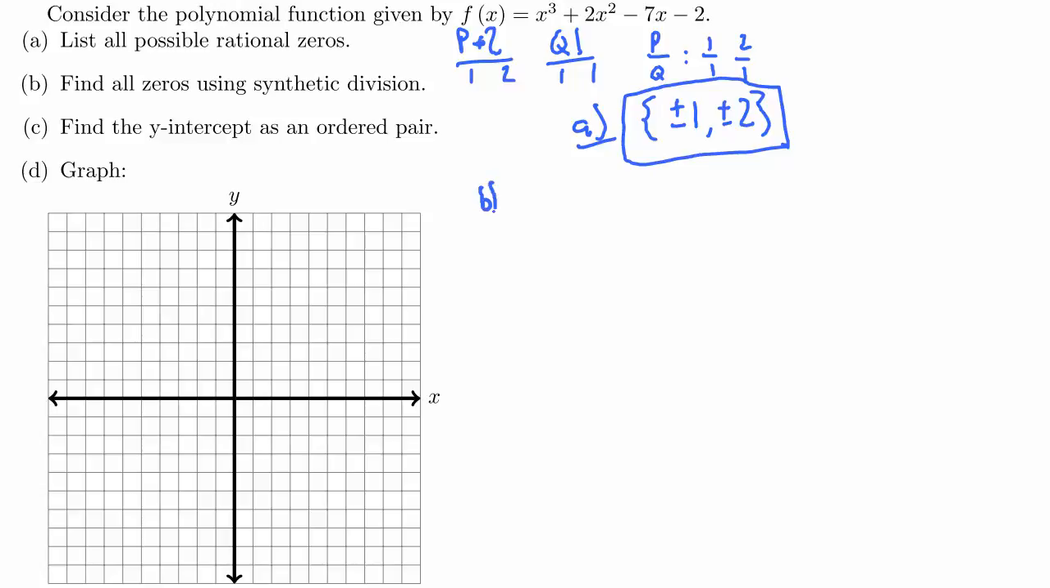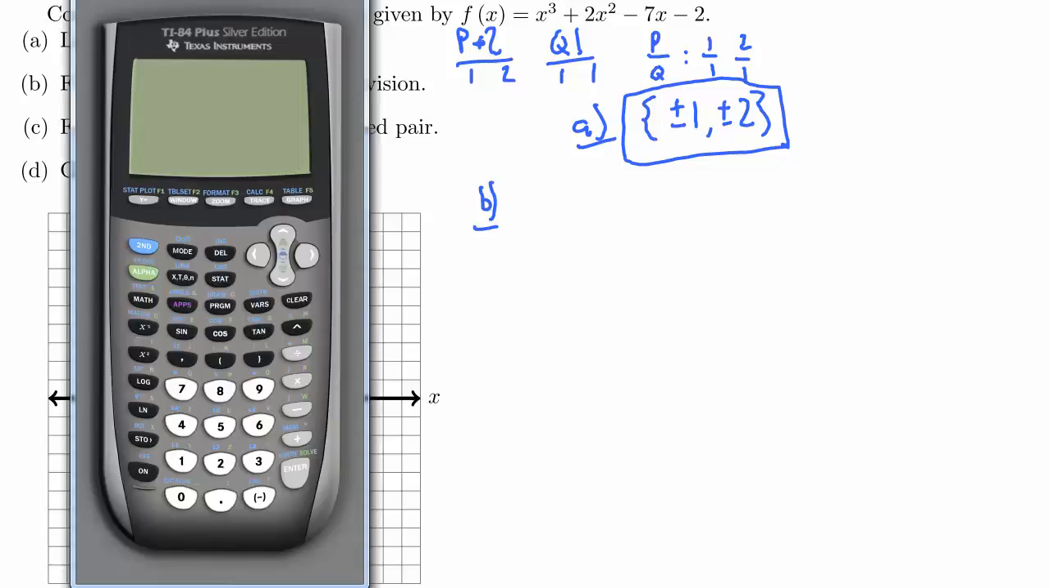Okay, now let's look for the zeros. Again, to find the zeros, the easiest way to do this is to actually type this into the calculator. You can use random ones, and you probably have a pretty good chance of getting the right one because of the possible rational zeros, but not always.